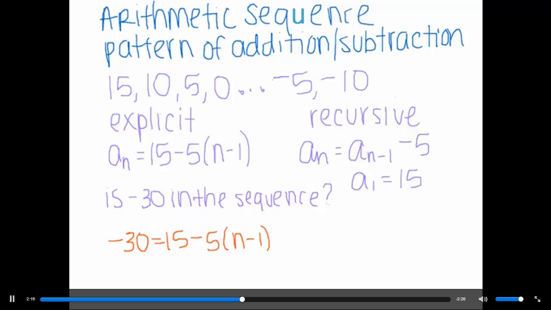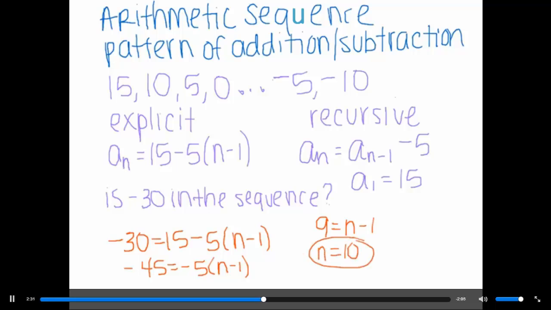Okay, and if you solve that, you should get that n is 10. And that means yes, right? Because n became a whole number, which means that -30 is the 10th term of the sequence. So you just discovered, yes, -30 is in the sequence, and it's actually the 10th term.